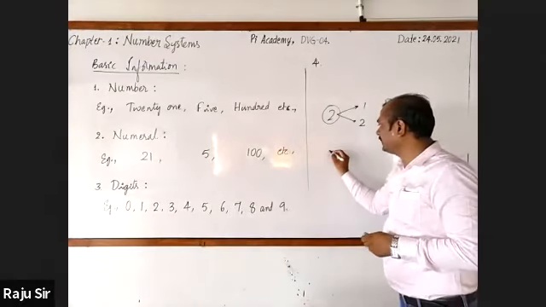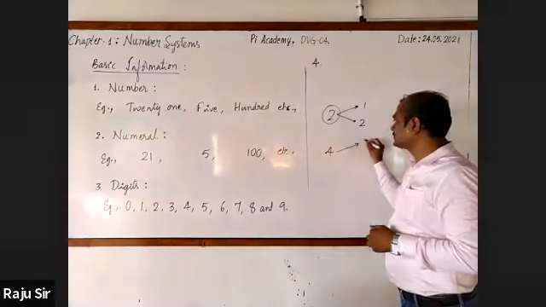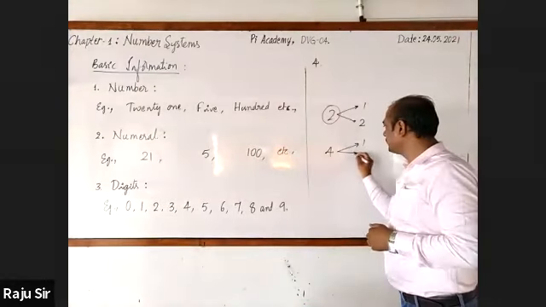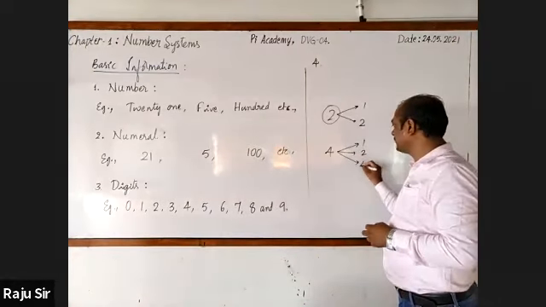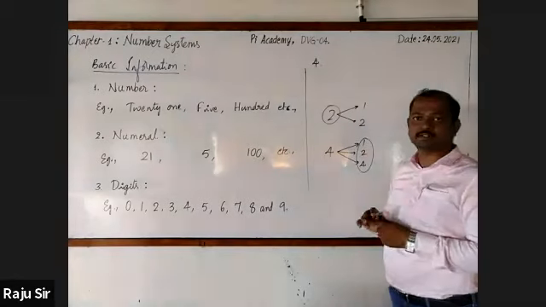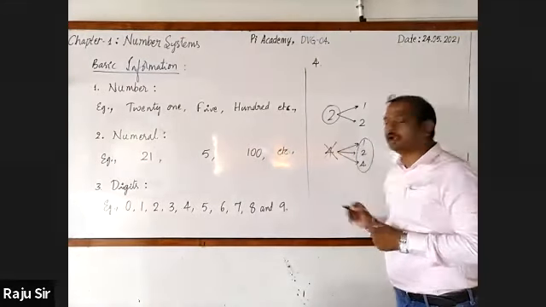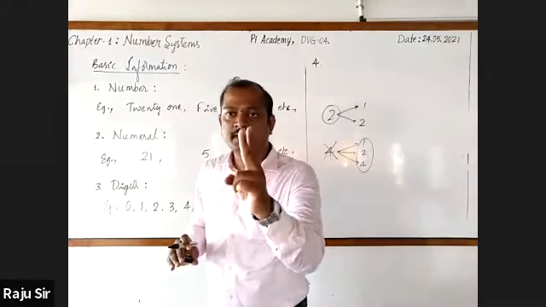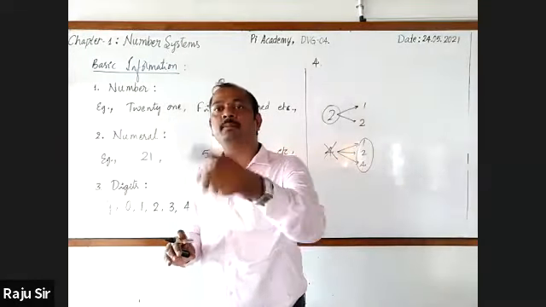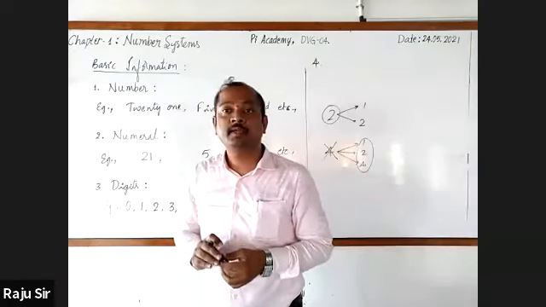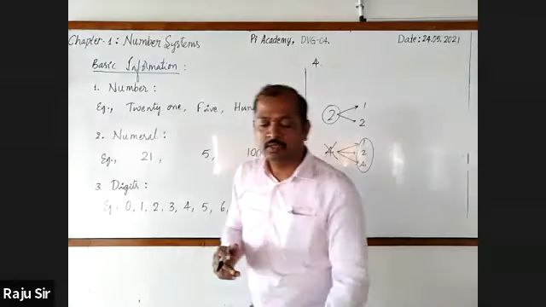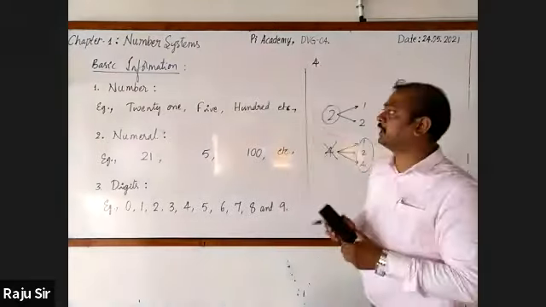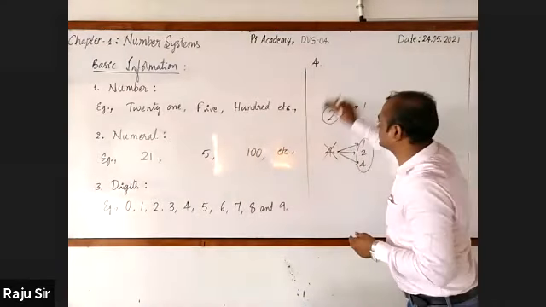See, if I go for taking 4, 4 is divisible by 1, is divisible by 2, and it is also divisible by 4. It has 3 factors. So it is not a prime number. Prime number means a number that has 2 factors only, 1 and the number itself. So here you will also go for using prime numbers in the chapter number system.